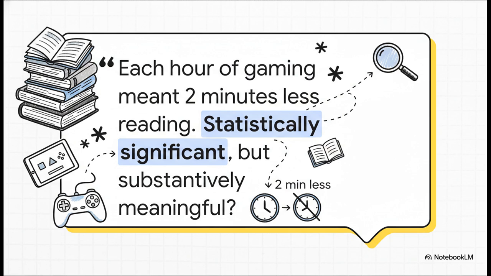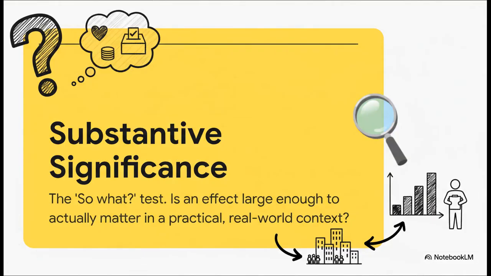But is it substantively meaningful? I mean, is a 2-minute difference really a big deal? Is that something we should be worried about? Probably not. This idea is called substantive significance, but I just like to call it the so what test. It forces you to step back from the numbers and ask, so what? Is this effect actually big enough to matter in the real world? It's the huge difference between a number in a table and a real-world impact.